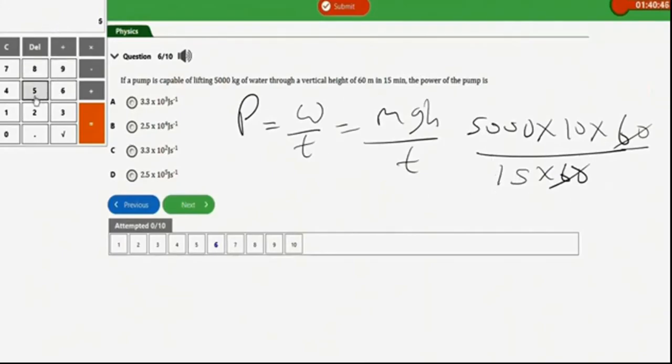So this will give us 5,000 times 10, that is 50,000, divided by 15. We have 3.333. So this is equivalent to 3.3 times 10 to the power 3 joule per second. The correct option was option A. So let's wipe this now and solve the next repeated question.